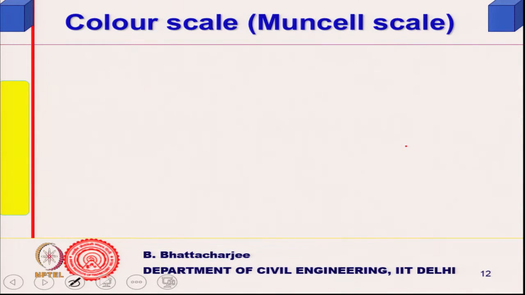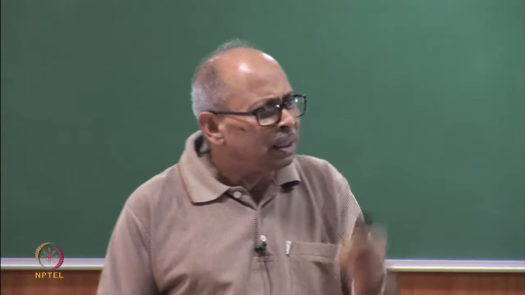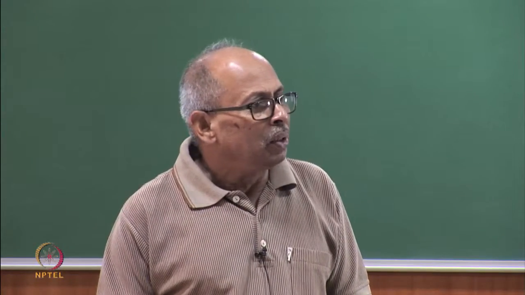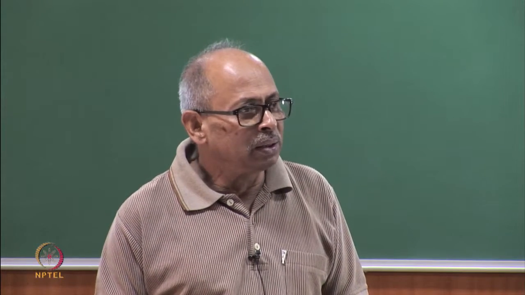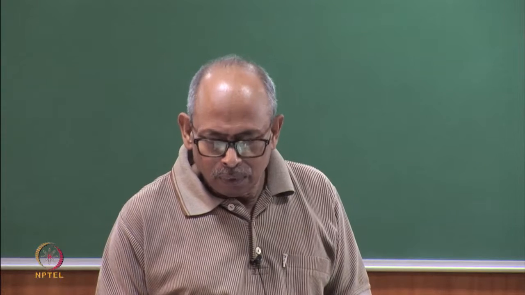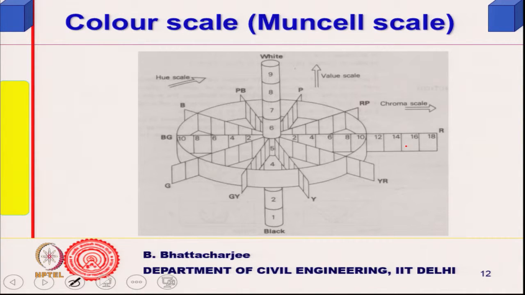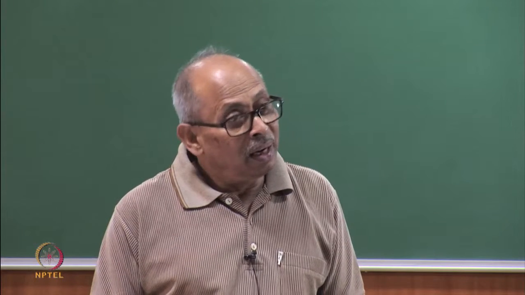We will do that sometime later on, but let us look into some more fundamentals, like color. A scale of color is called the Munsell scale. Now, color actually depends on three things.